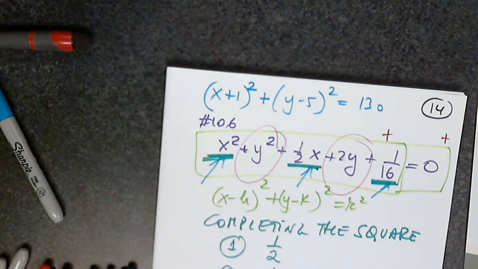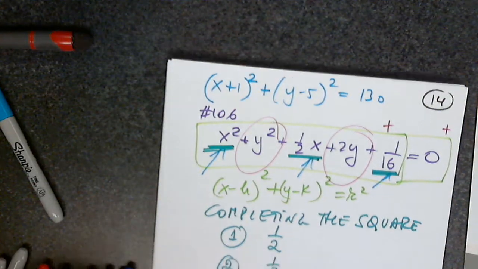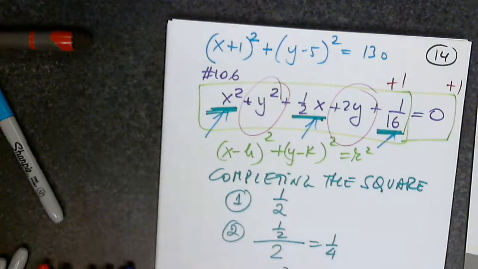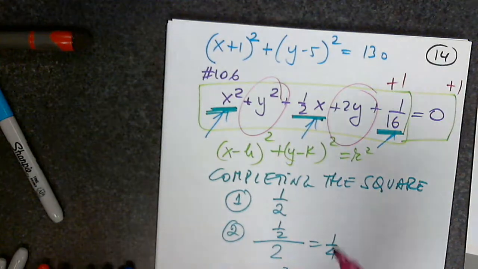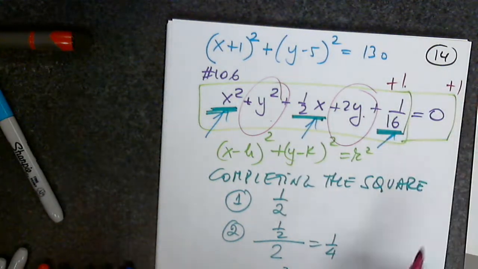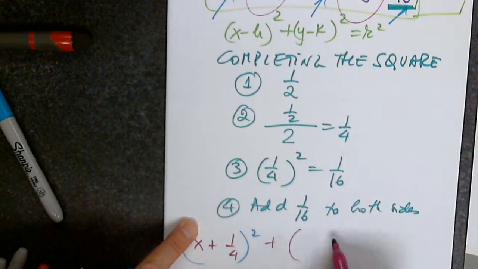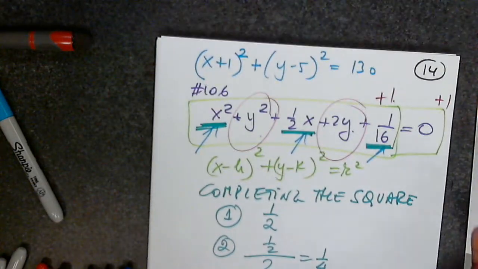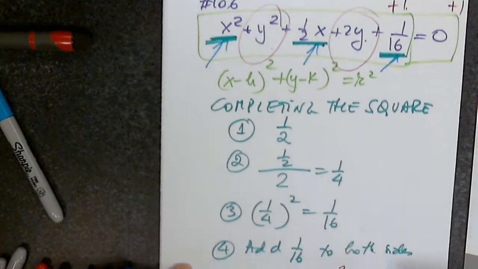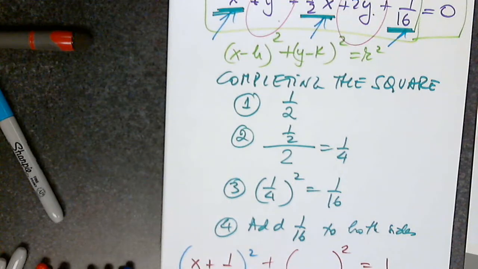Middle coefficient, 2 divided by 2, square, 1. So I have to add 1 to both sides. Now these three terms will form another perfect square, and the only thing that is left on the right hand side is 1. Can anyone give us the perfect square for y this time?